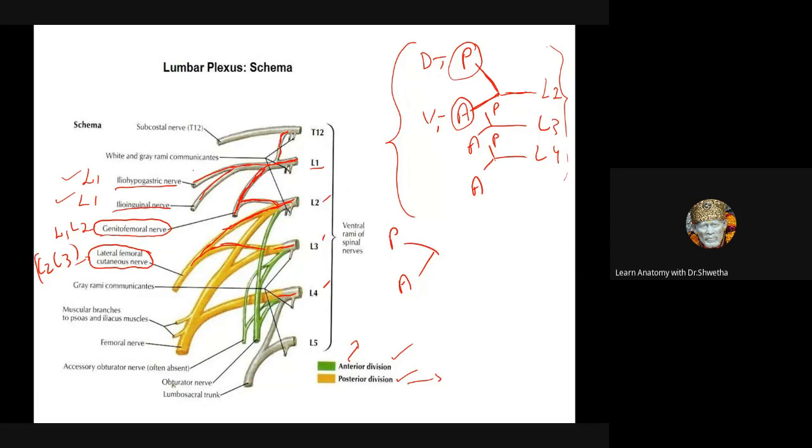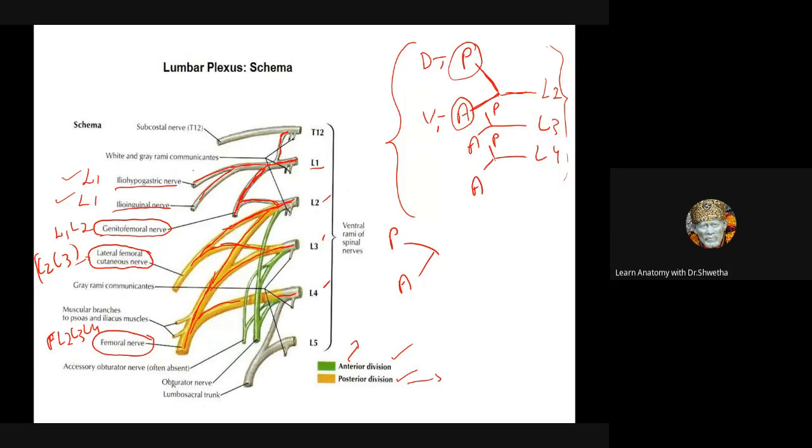Now what happens is, again, the posterior division of L2 will join with the posterior division of L3 and the posterior division of L4 to form a nerve which we saw in the last class, which was a nerve of the extensor compartment, the femoral nerve, right? So you will tell me the root value of the femoral nerve, the posterior division of ventral rami of L2, L3, and L4. Excellent. But which division, anterior or posterior? Posterior. Very good. Excellent.